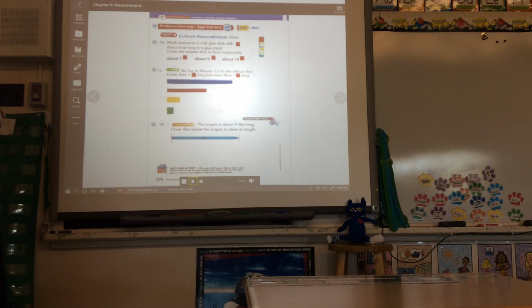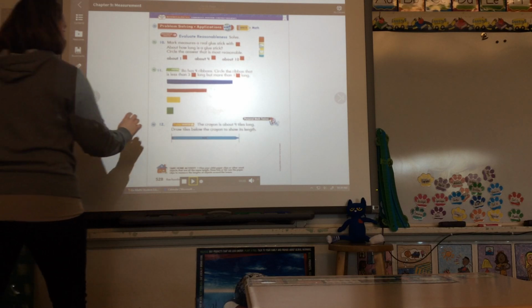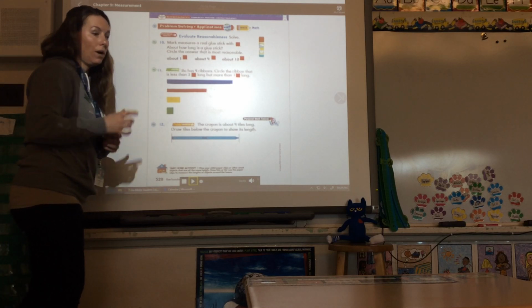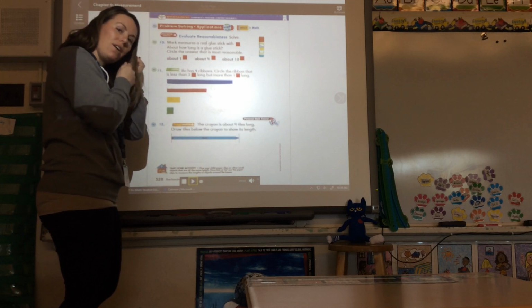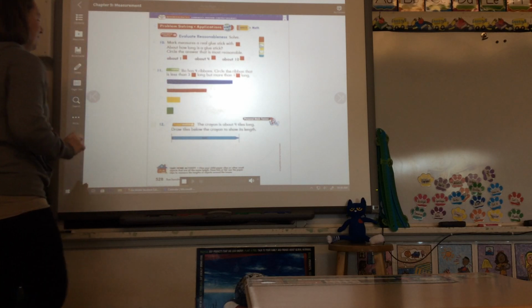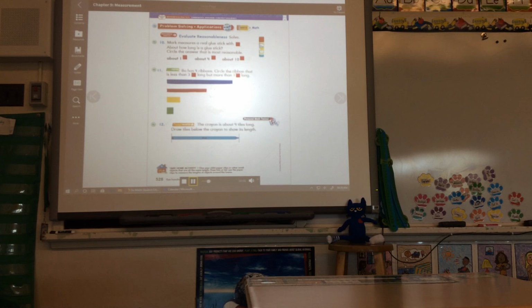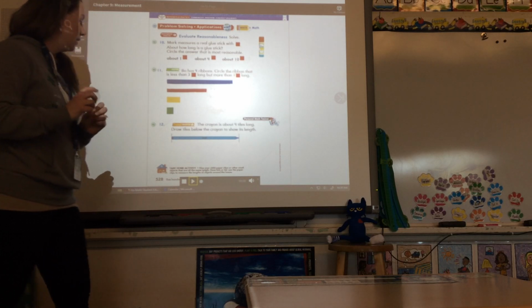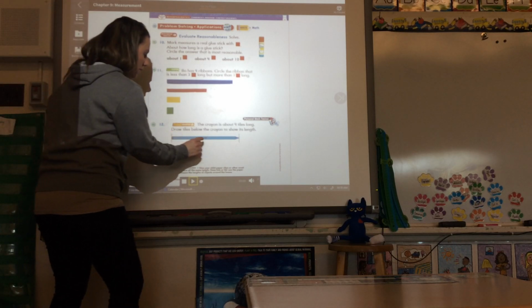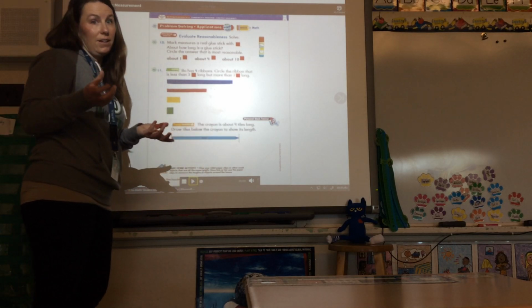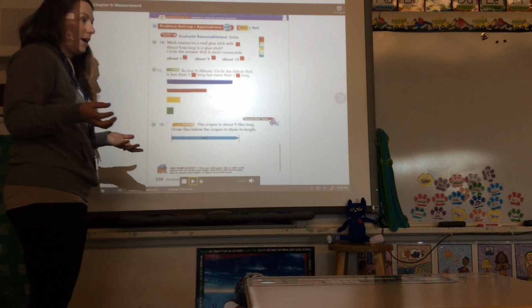Okay, here we go for number 12. This one is thinking a little bit smarter. Put on your thinking cap, buckle it on tight. 12. The crayon is about 4 tiles long. Draw tiles below the crayon to show its length. Okay, so on this one, they want you guys to line up your tiles on there, and then you can draw them, or just draw them like I'm going to.